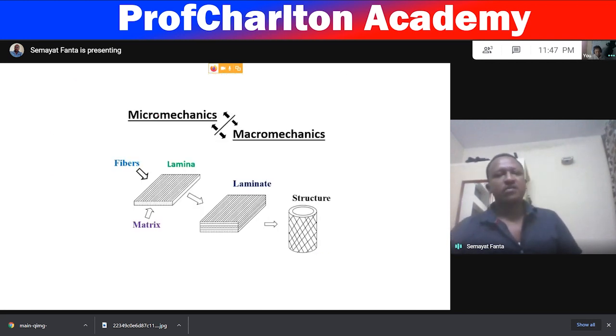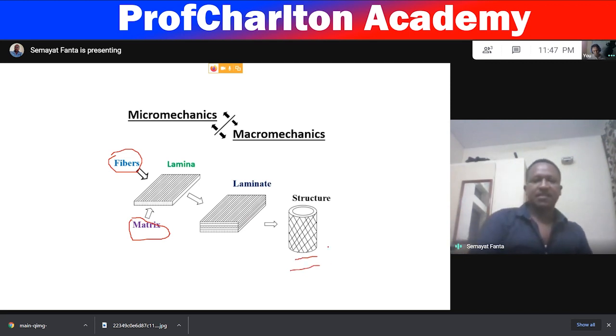So when we come to micromechanics, we start from fibers and from matrix. Then the fiber and the matrix are combined together in a proportional manner based on the requirement. Then we can get a lamina. And then these laminas are stuck together to form a laminate. And from the laminate, finally we get the structure, which is the required part. So the mechanics in between this is called micromechanics.